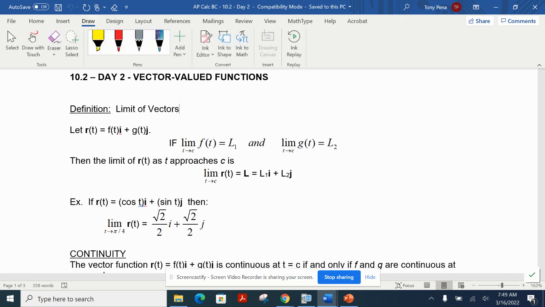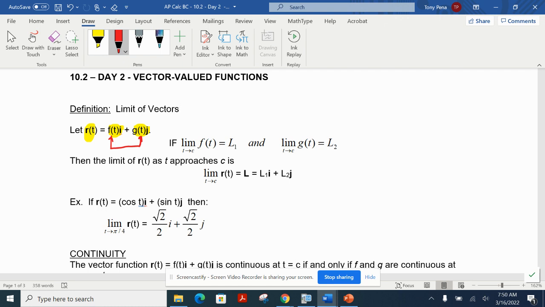R of t a lot of times is defined as your vector. So when I tell you that R of t is equal to, and then you're going to see this vector notation, that component form of vector notation we talked about yesterday. It's also parametric in many ways, where this is my x position in terms of time, this is my y position in terms of time. But that's our vector. You can think of it as multiple ways, parametric or vectors.